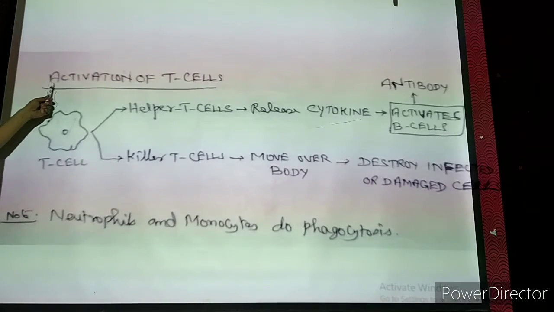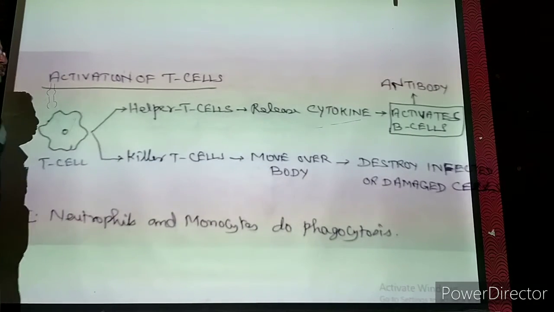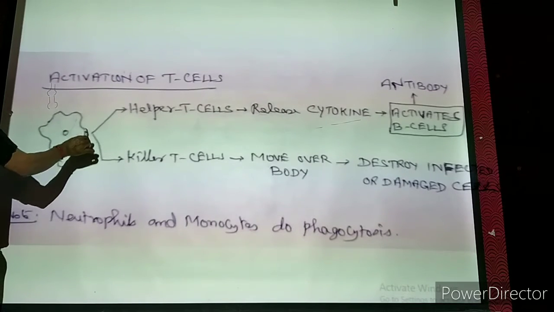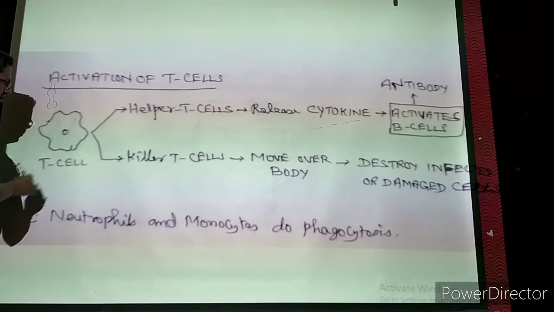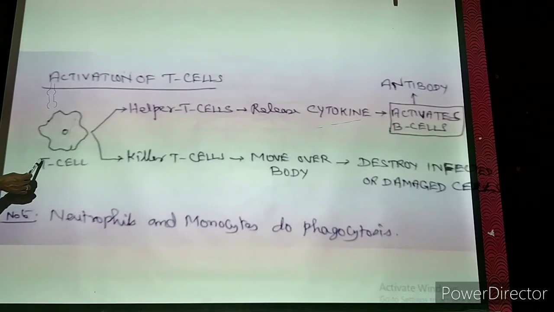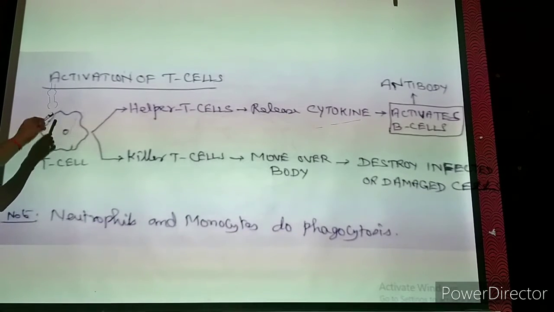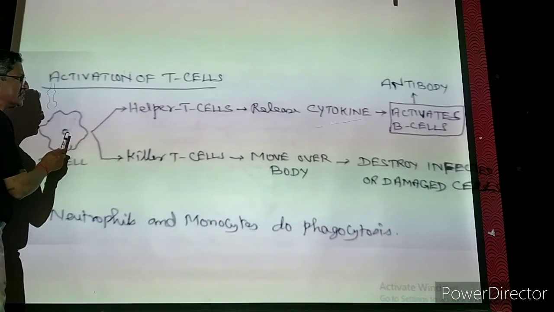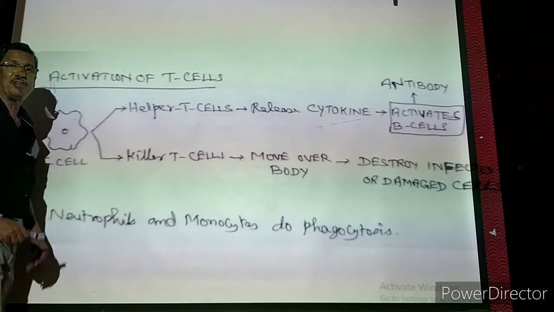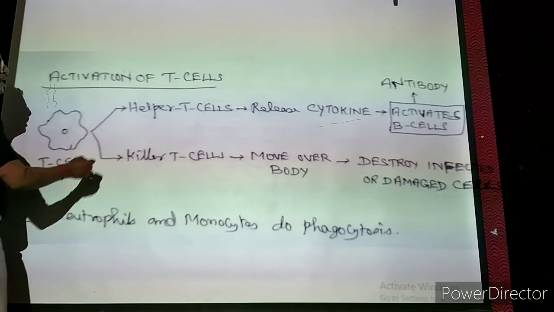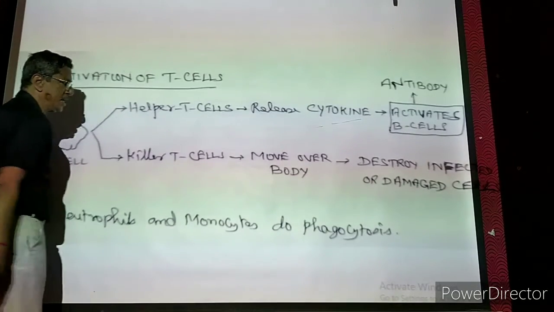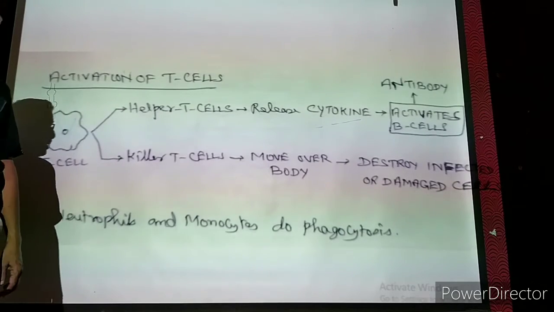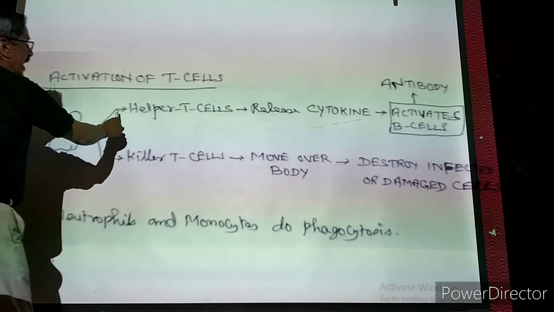Now we are coming to the activation of T cells. Now this is the lymphocyte. It is a T lymphocyte because the lymphocyte is matured in the thymus gland, but now it is present in the blood. In the T lymphocytes or T cells, there are two types. Based on the function, we are classifying them into two types. Helper T cells, one type. Killer T cells, two types. Helper and killer.